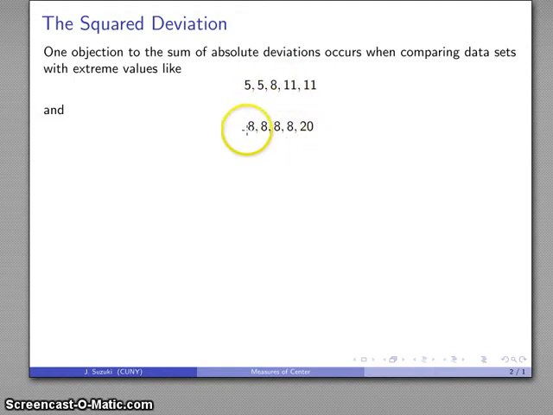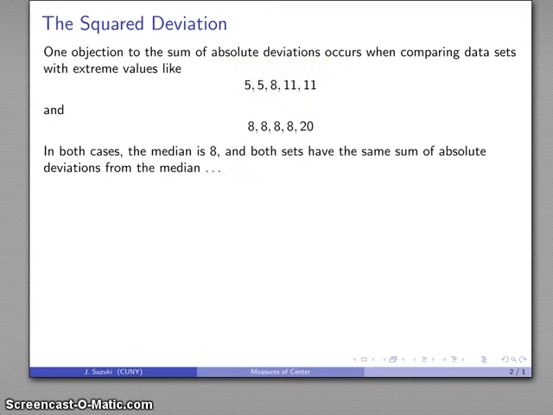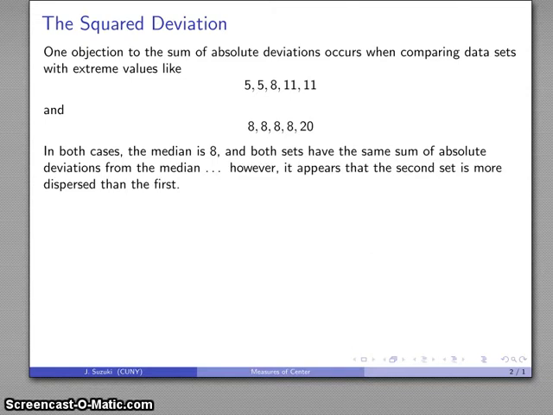And part of the issue here is that in the second set, all of our deviations really are concentrated in this single value, which is way, way, way out here. Whereas with this set, our deviations are spread out among a bunch of different values. And so, in some sense, because both sets have the same median, both sets will have the same sum of the absolute deviations from the median, but in whatever sense we want, this oddball value here, 20, makes the second set a little bit more dispersed.